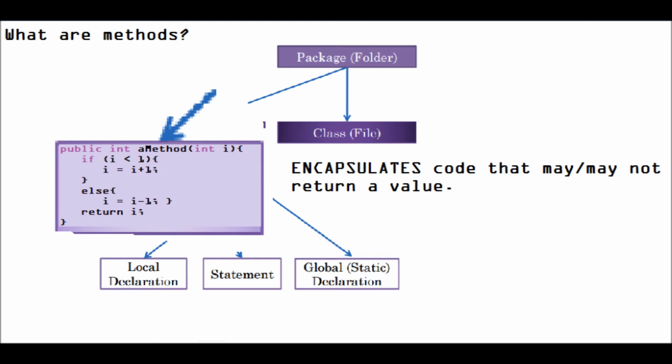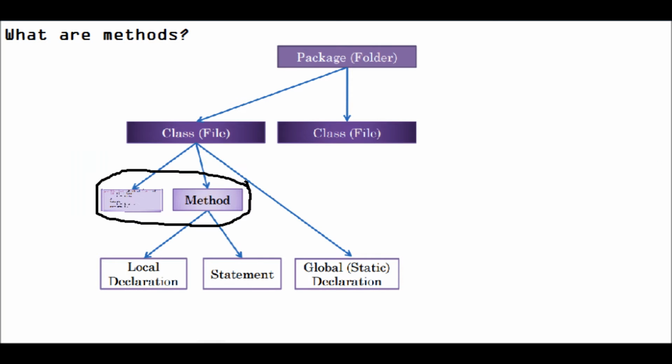Now the int I at the end over there in the parentheses, that is the argument that the method accepts. So you give the method this argument of integer, and it does something with that integer, and then it returns an integer. So in this example, we check the value of I, we either add 1 or subtract 1, and then we return the I value. Alright, so that's that. Let's take a quick look at another example of a method, and then we're going to move on.